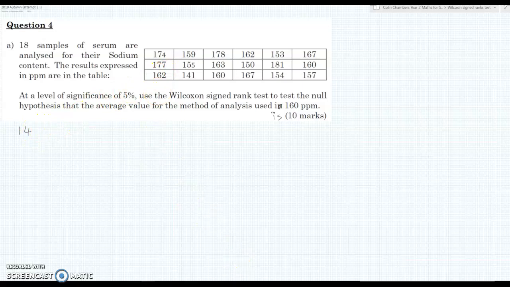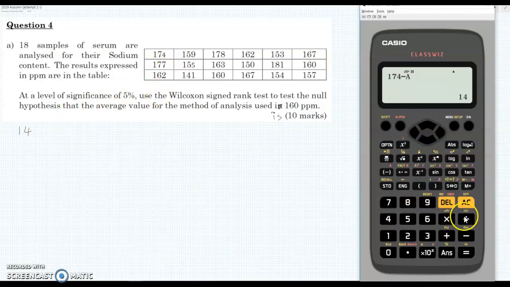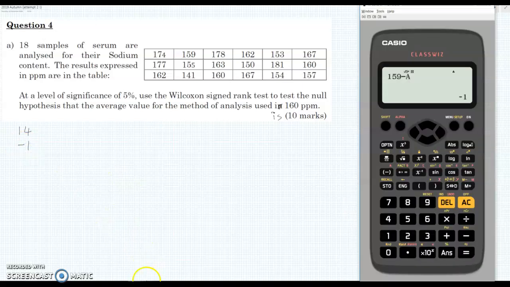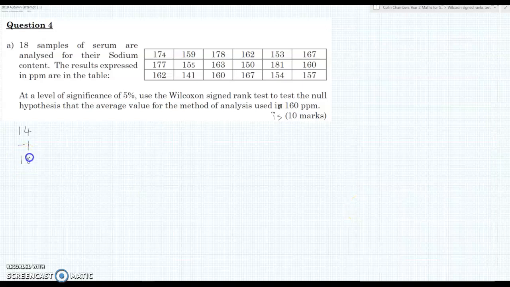159 then. Next up will be 159 minus shift recall A, and that gives us -1 for this difference, and so forth. The next difference then, I'm working across the way, 178 minus shift recall A, and I get 18. Now I'm just going to pause the video and put in the answers.